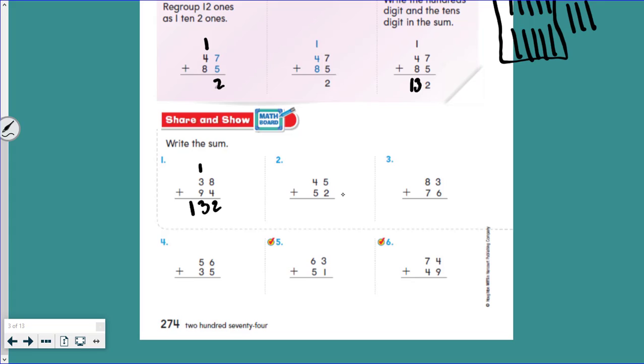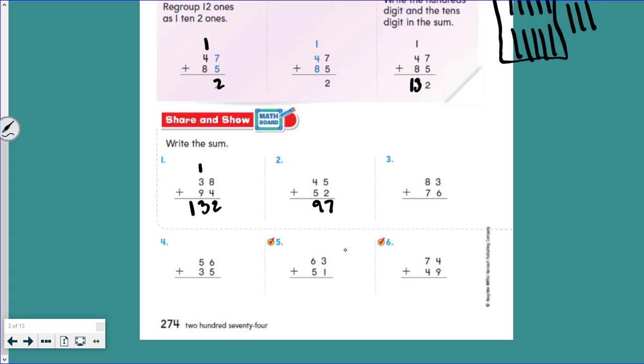Number 2, okay, add the ones. So 5 and 2 is 7. No regrouping on this one. So then I just go right to my tens, add my tens. 4 tens plus 5 tens is 9 tens. So my answer is 97. All right, so I want you to try 3, 4, 5, and 6 on your own. Pause your video, do those on your own, and then we'll check them together.